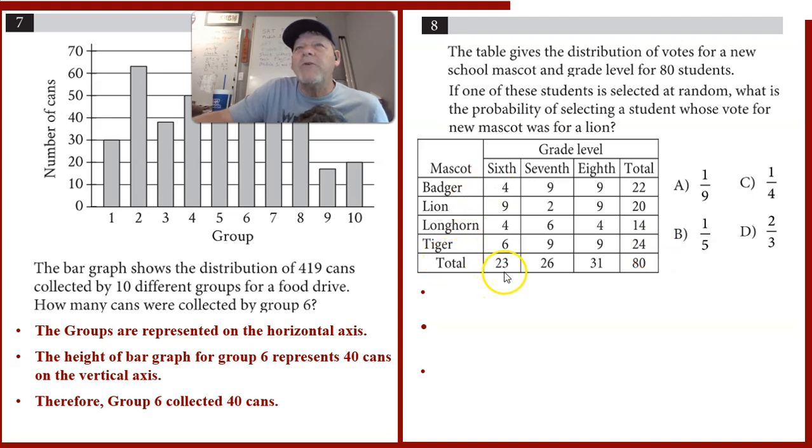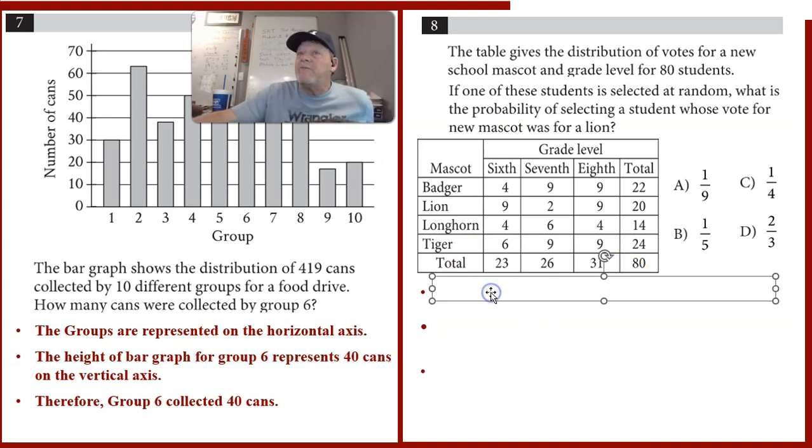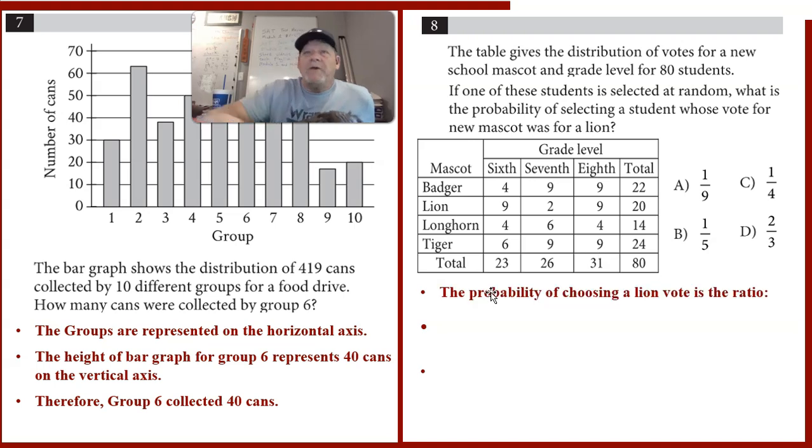And we had a total of 23 6th graders voting, 26 7th graders, and 31 8th graders, for a total of 80. So the question is probability. Do you remember from your middle school class, you probably did it in the 7th or 8th grade when you first saw it, maybe even a little earlier? Well, the probability of an event, the probability of choosing a lion, when they're voting for a lion, is going to be a ratio. You always write a probability as a ratio.